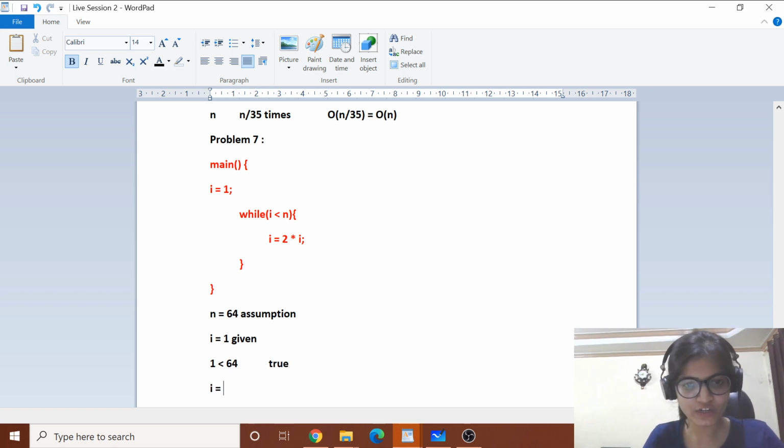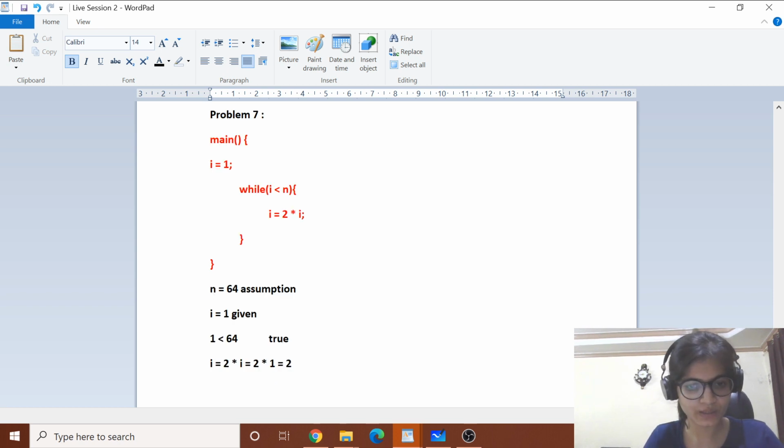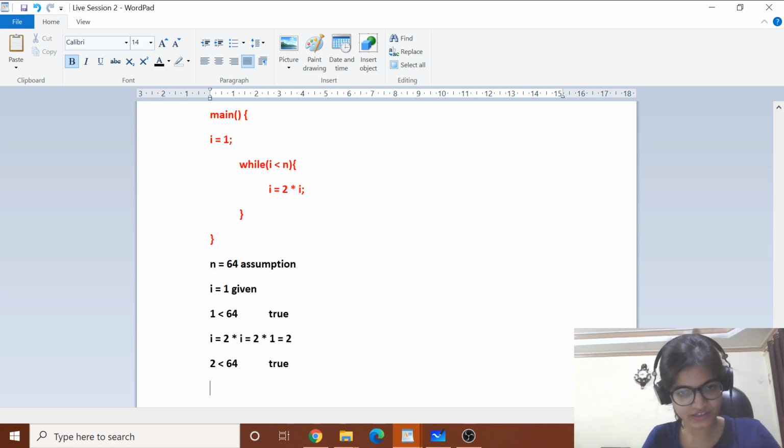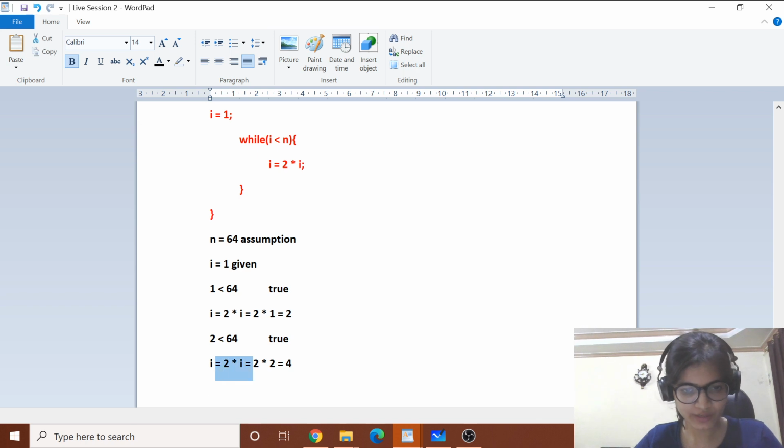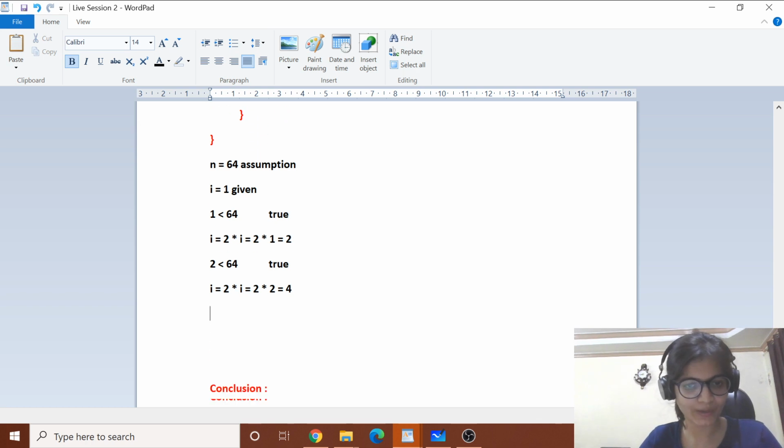In the while loop, the value of I will become 2 into I, which is equal to 2 into 1, which is equal to 2. Again it will check whether 2 is less than 64. Yes, it's true. Again the value of I will become 2 into I, which is 2 into 2, which is equal to 4. I will copy this content so that I don't have to write again and again. Now 4 is again less than 64.